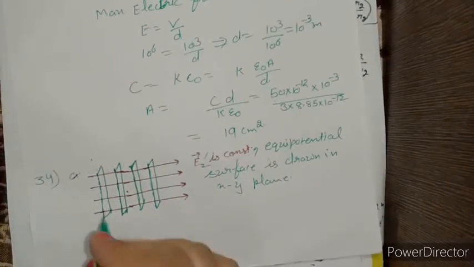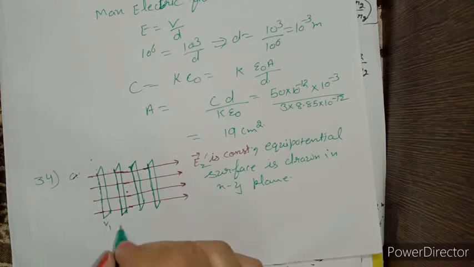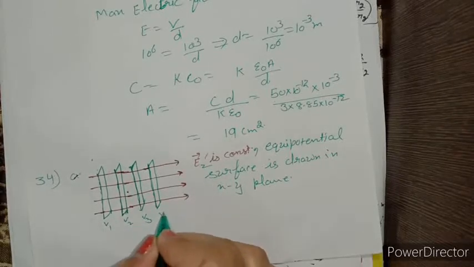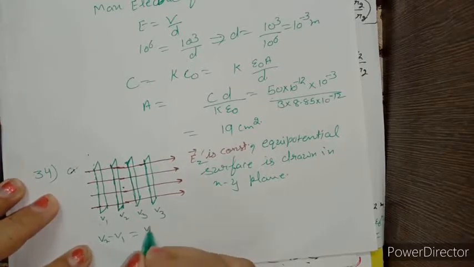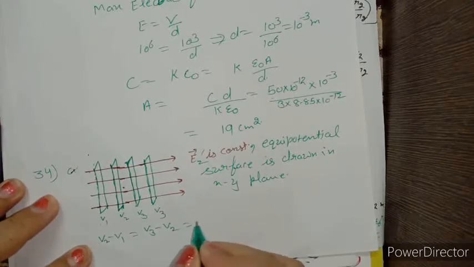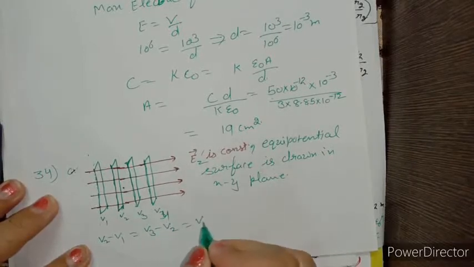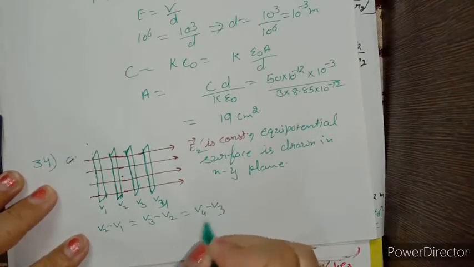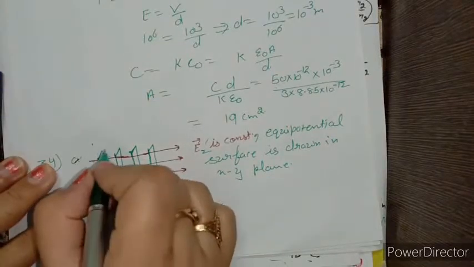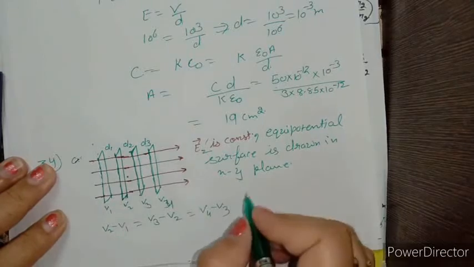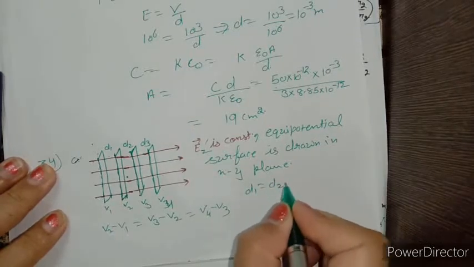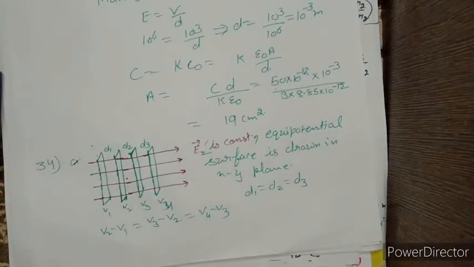in xy plane, and here V1 is the potential, V2, V3 and V4, and V2 minus V1 equal to V3 minus V2 equal to V4 minus V3, and the separation between them, suppose this is D1, this is D2, this is D3, then D1 equal to D2 equal to D3. So this is the equipotential surface corresponding to the constant electric field in the z direction.